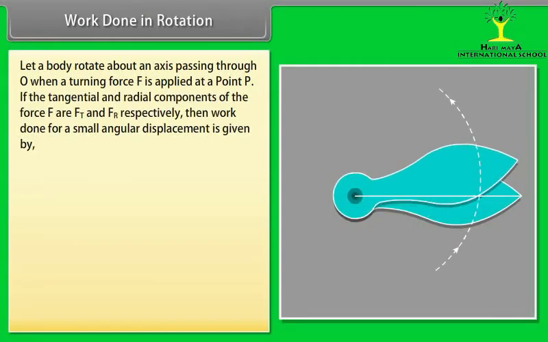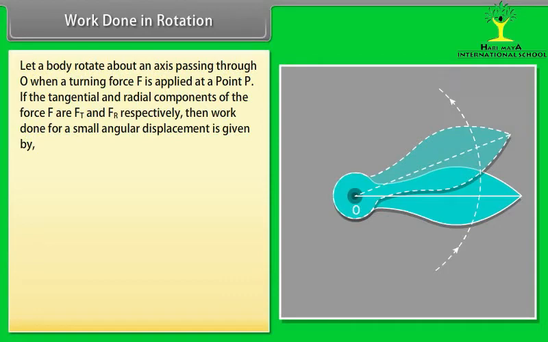Work done in rotation. Let a body rotate about an axis passing through O when a turning force F is applied at a point P. If the tangential and radial components of the force F are Ft and Fr respectively, then work done for a small angular displacement is given by dW is equal to Ft dot ds. Put the value of ds in the above equation. dW is equal to Ft R d theta. Here R is equal to OP.